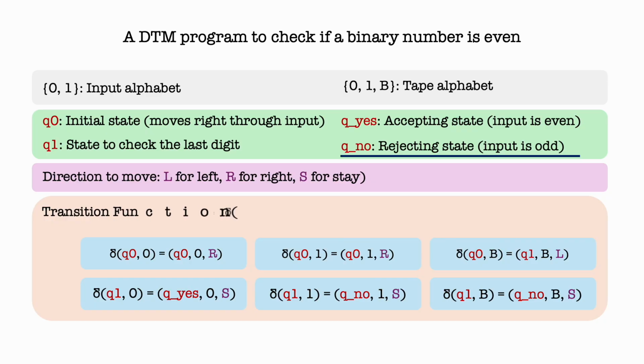Now, there are six transition functions. Let's look at the first one. If the current state is Q0 and the current symbol or bit read by the head is 0, then the next state remains Q0. The symbol on the tape stays 0, that is, no change. The head moves to the right. If this sounds confusing, don't worry, we will understand it clearly with an example.